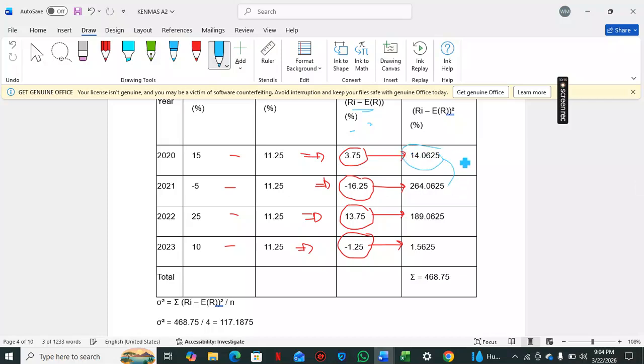You're going to say 14.0625 plus 264 plus 189 plus 1.5625. Okay, you get 468.75. Any questions, colleagues?